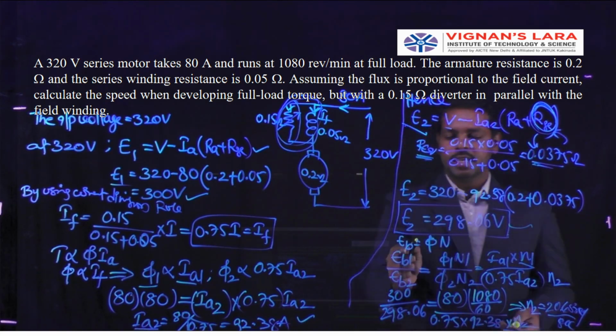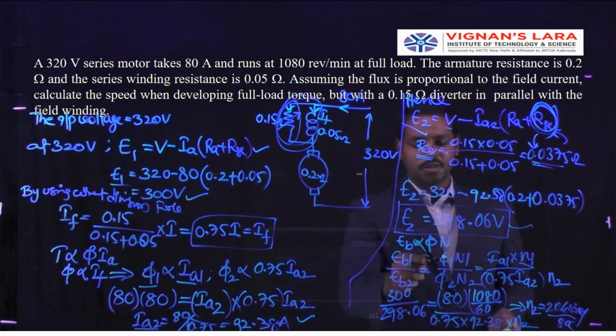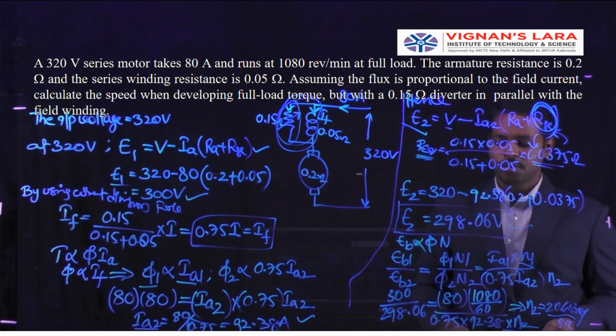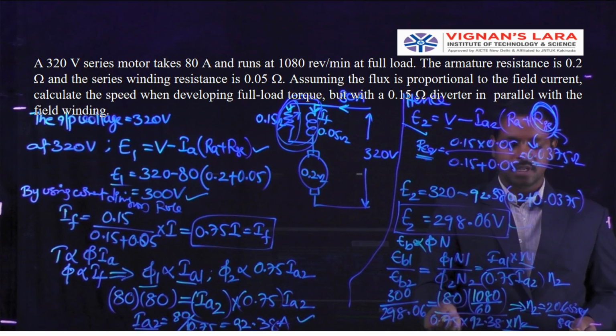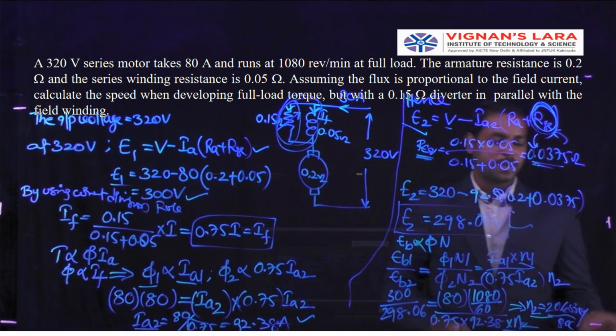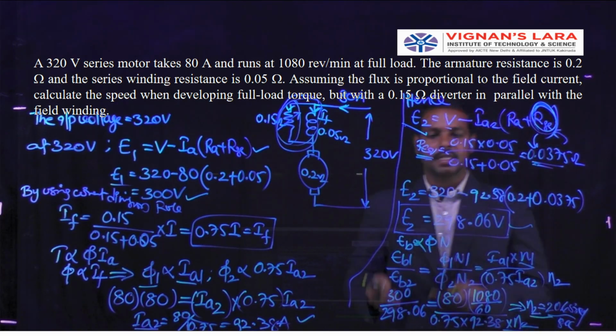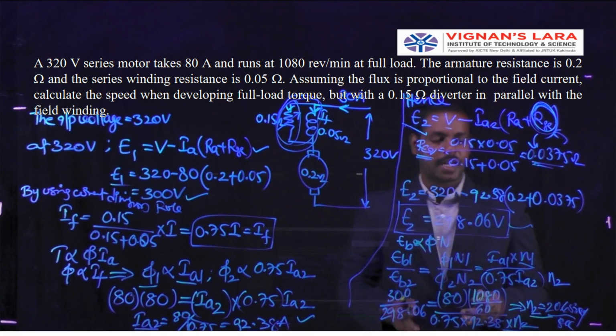So Eb is directly proportional to phi into N. So EB1 by EB2 is equal to phi 1 N1 by phi 2 N2. By substituting all these parameters, we can find out N2 in revolutions per second. Otherwise, to represent it in minutes, 20.65 multiplied by 60 gives the revolutions per minute.